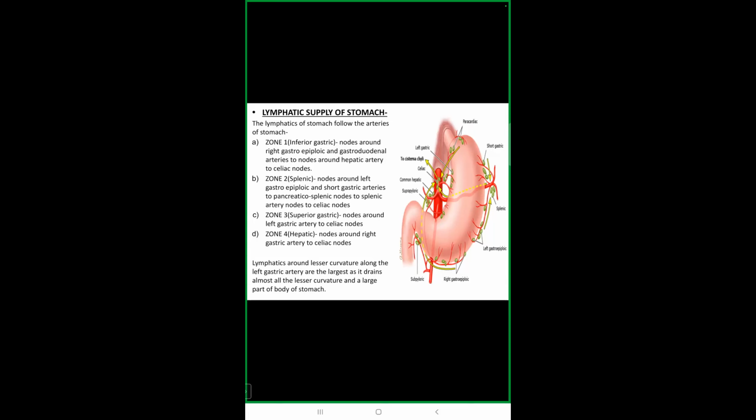Lymphatics around the lesser curvature along the left gastric artery are the largest, as they drain almost all of the lesser curvature and a large portion of the body of the stomach. Gastric lymphatics are continuous with esophageal lymphatics at the cardiac orifice. They play an important role in the spread of cancer. It can spread to the liver by the portal vein or by reversal of flow of lymphatic vessels from the liver, to the pelvis by retroperitoneal lymphatics, and to other parts of the body via veins or indirectly via the thoracic duct.